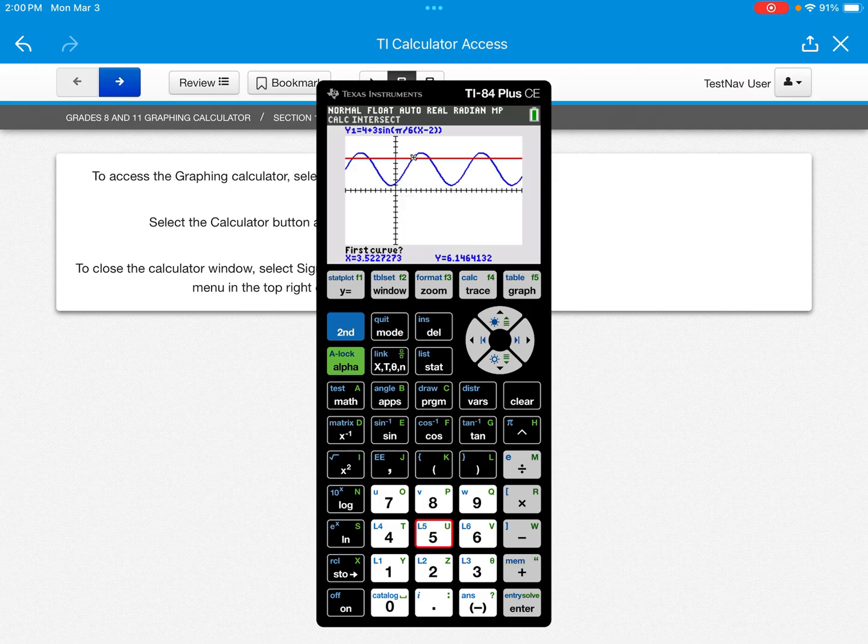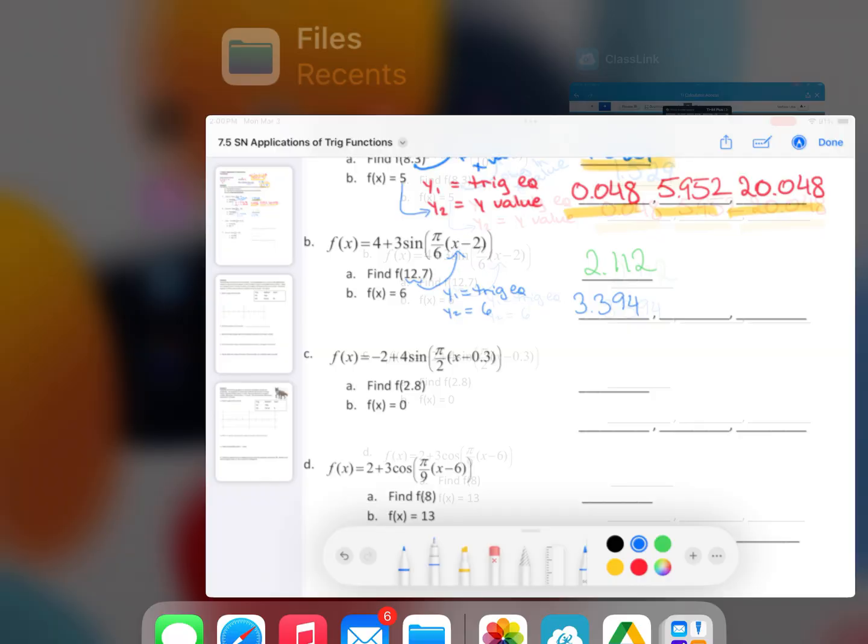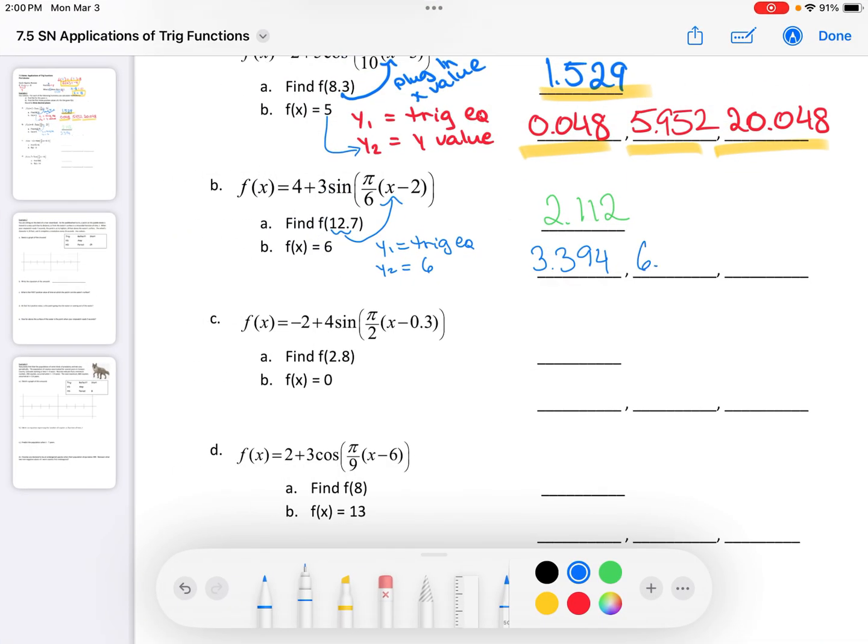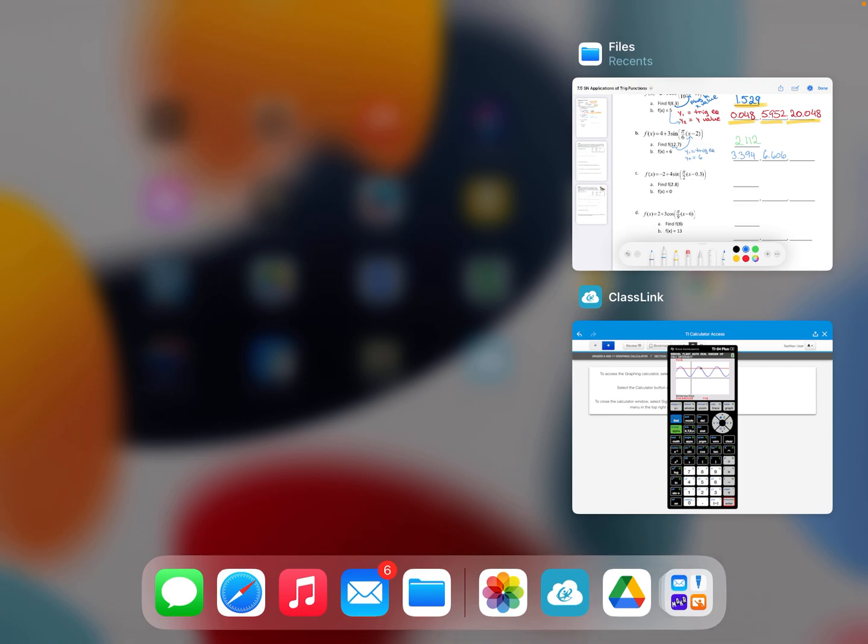Second trace, intersect, first curve enter, second curve enter, scroll to the next guess, hit enter, look for the word intersection. 6.606 for that second solution. Do it again.